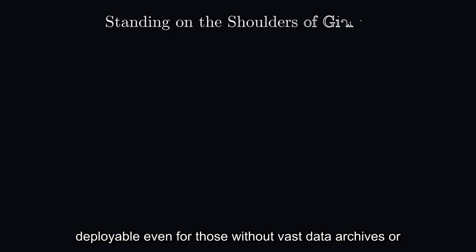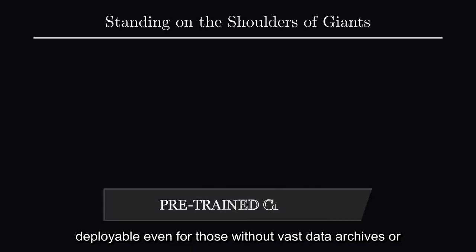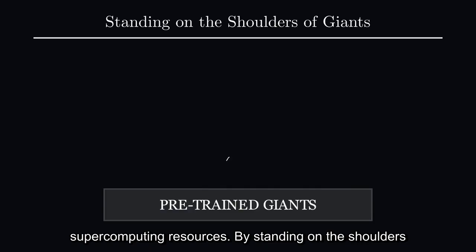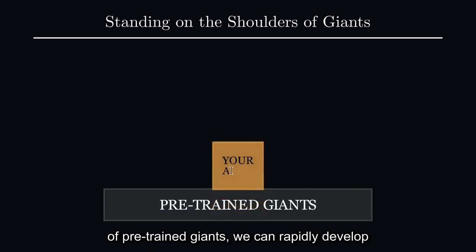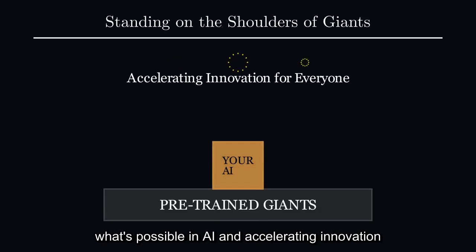In essence, transfer learning democratizes deep learning, making powerful AI models accessible and deployable even for those without vast data archives or supercomputing resources. By standing on the shoulders of pre-trained giants, we can rapidly develop sophisticated solutions, pushing the boundaries of what's possible in AI and accelerating innovation across countless applications.